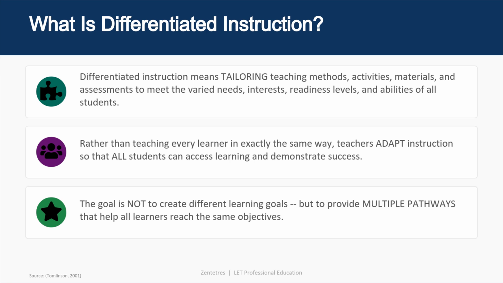Think about it this way. Imagine you are guiding a group of hikers to a mountain summit. Some are fast hikers. Give them the steep, challenging trail. Some are slower. Give them a longer but gentler path. Some need extra support. Walk alongside them. But everyone is heading to the same summit. That is differentiated instruction: same destination, different paths.